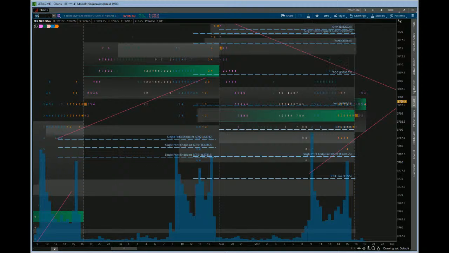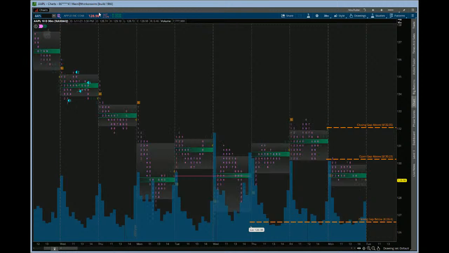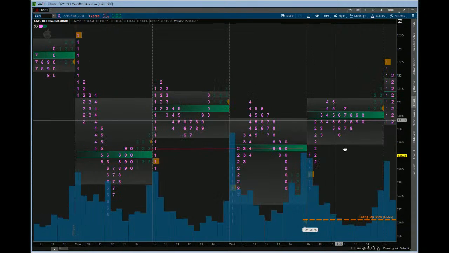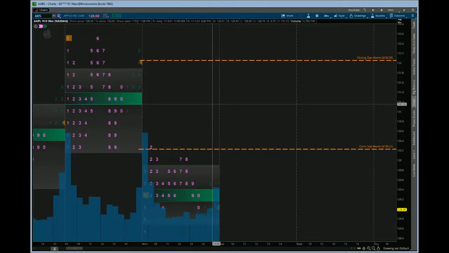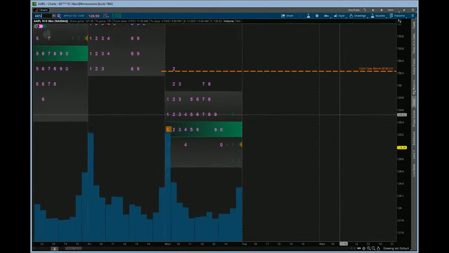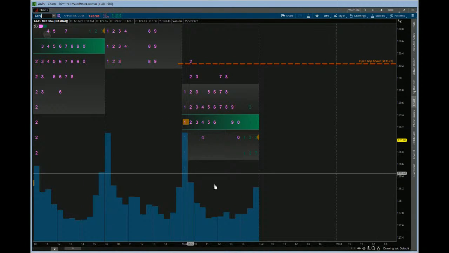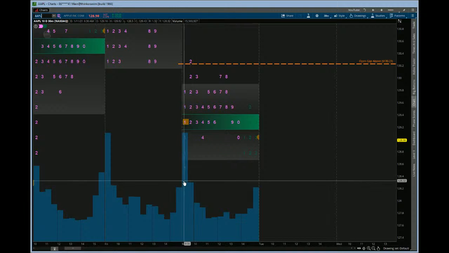Probably easier to do something like Apple. Okay, so it's easier with Apple. There we go. So here's today's market profile on Apple. You can see we spent the first 30 minutes of the day, it started with 1 right here. We opened here, right? We spent time here, here, and here. This is where that first 30-minute candle spent its time.